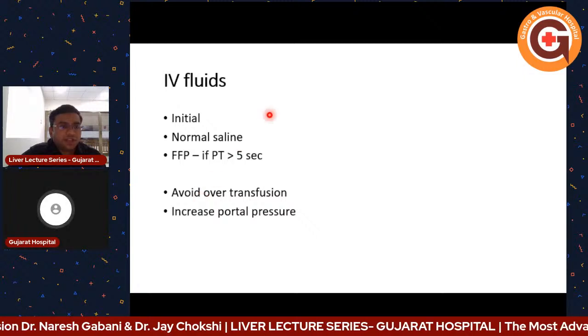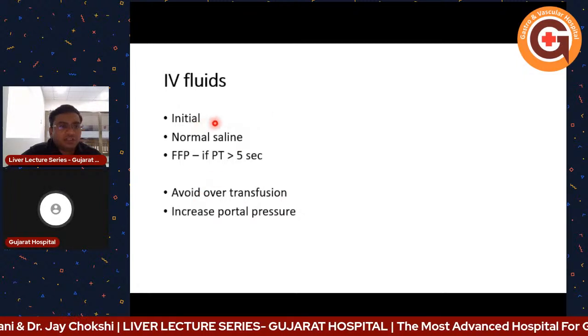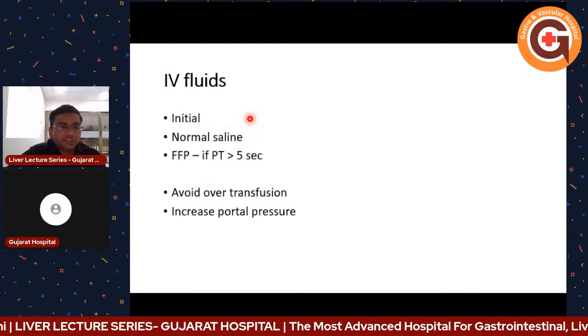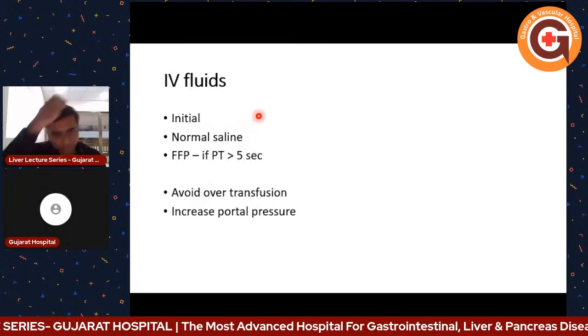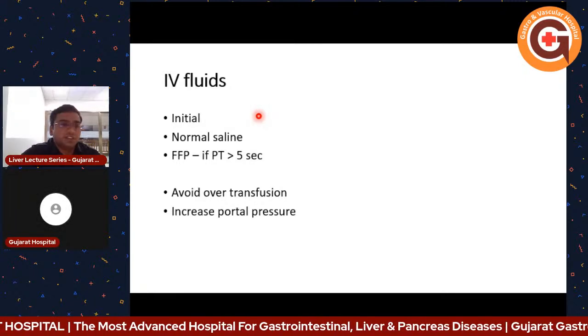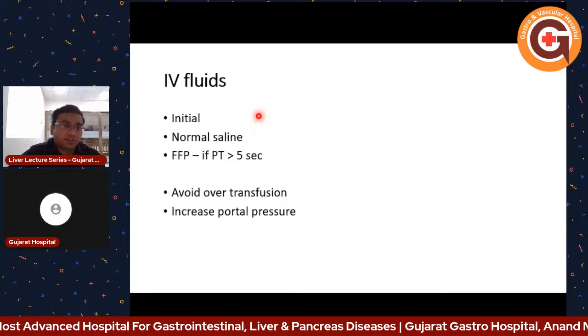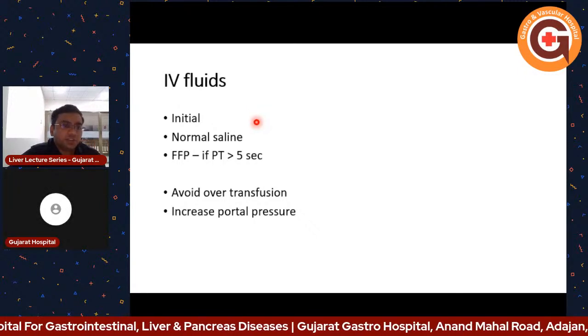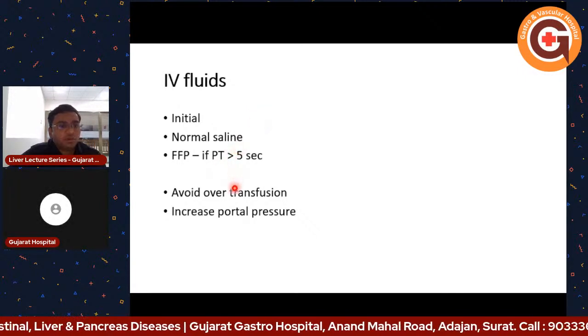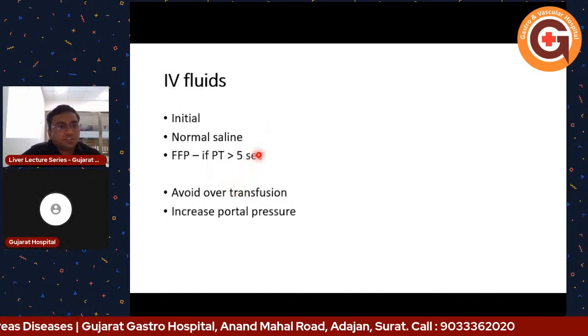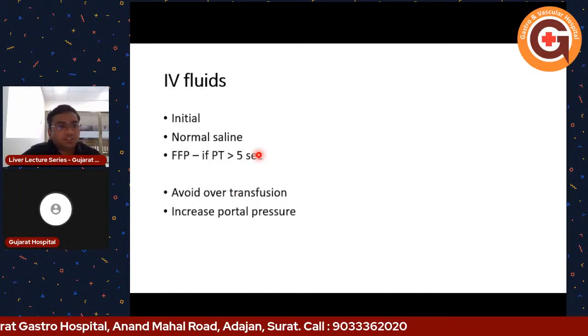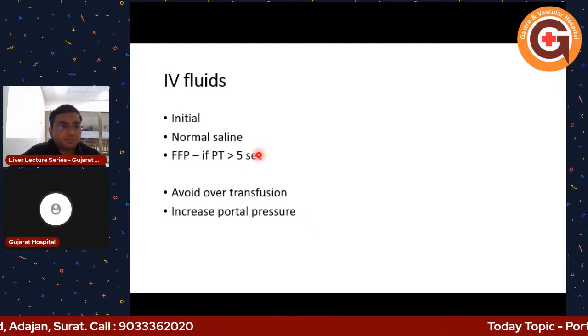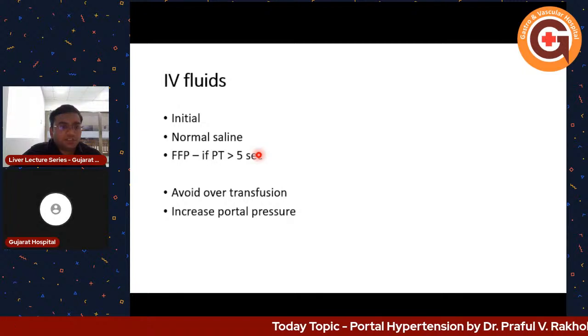First we will start IV fluids. The initial IV fluid will be normal saline, and if the patient's prothrombin time is more than 5 seconds prolonged, then we can transfuse fresh frozen plasma also. But we have to avoid over-transfusion, because there is increased risk of an increase in portal pressure, and that may increase variceal pressure and increase variceal bleeding. That will not help in reducing variceal bleeding either.